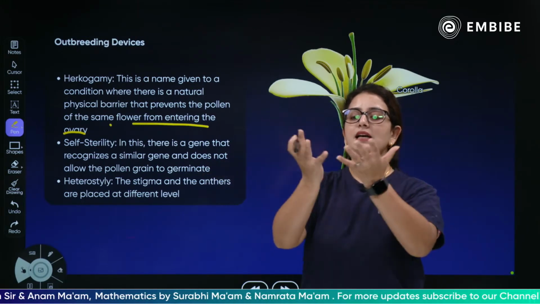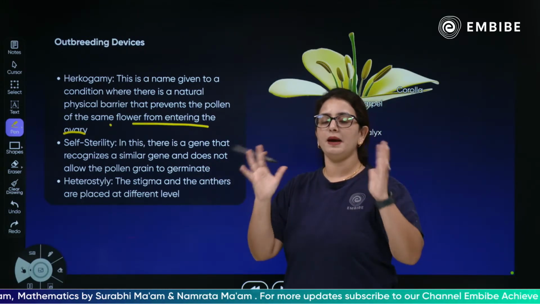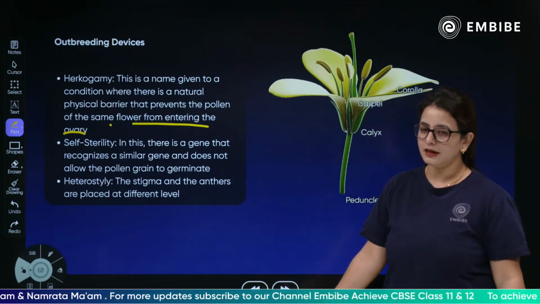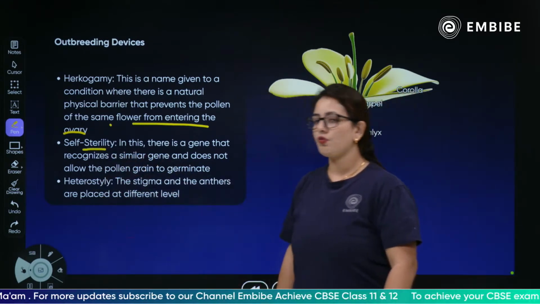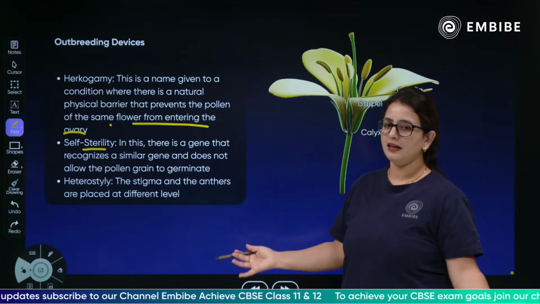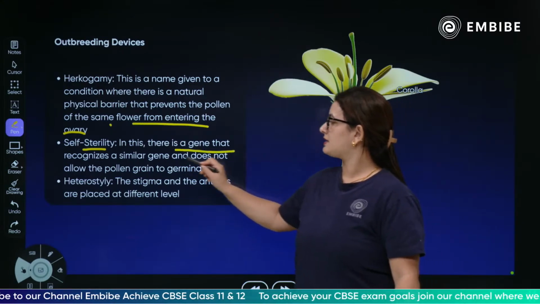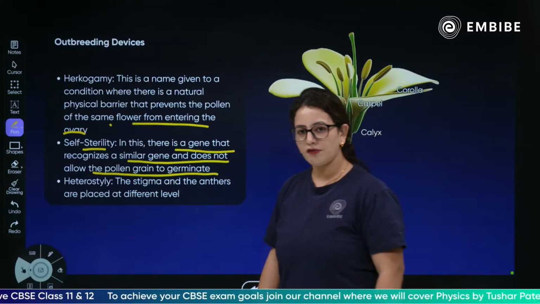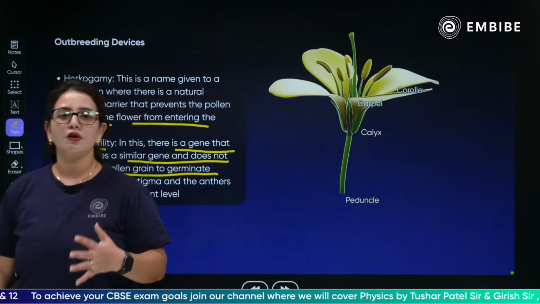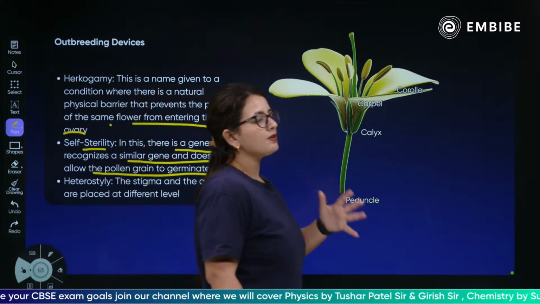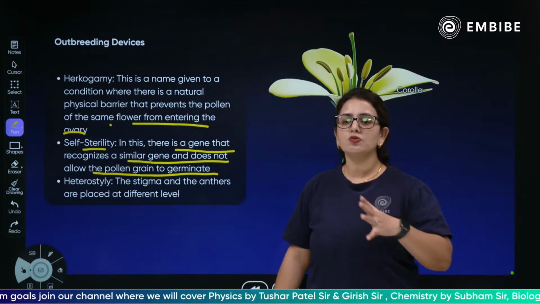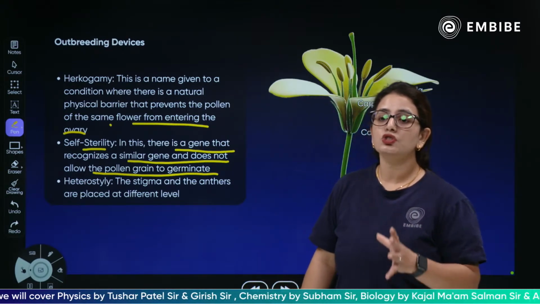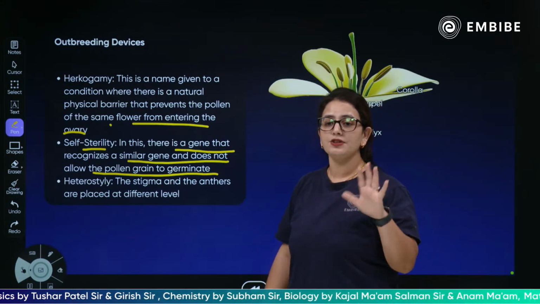The stigma may be covered with petals, so it does not come in contact with the pollen grain. Next, there is self-sterility. You know what sterility is? There is a gene that recognizes a similar gene and does not allow the pollen grain to germinate. In self-sterility, the stigma senses that it does not want to let this particular pollen grain germinate on the stigma.